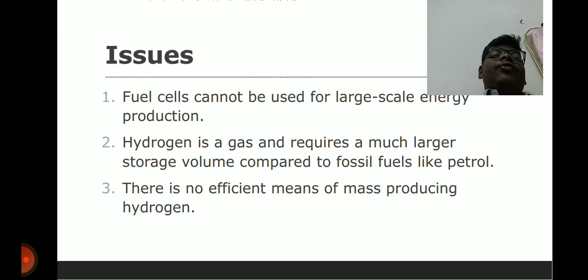Issues: fuel cells cannot be used for large-scale energy production. Hydrogen is a gas and requires a much larger storage volume compared to fossil fuels like petrol, diesel, etc. There is no efficient means of mass producing hydrogen.